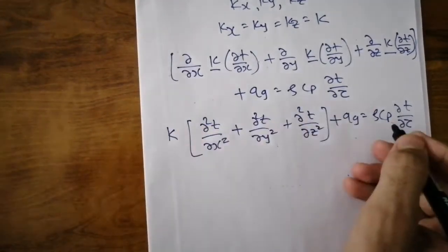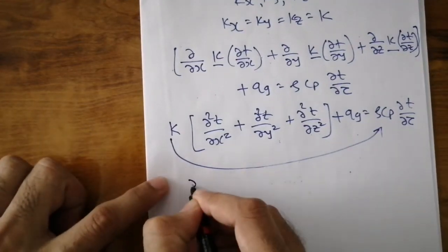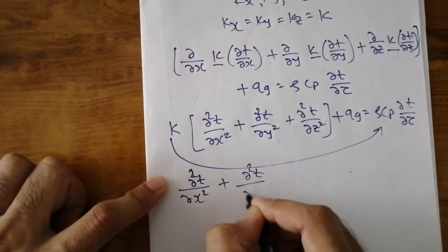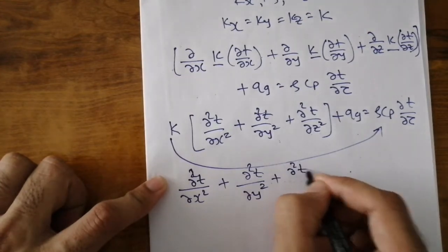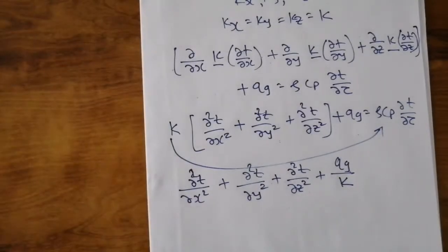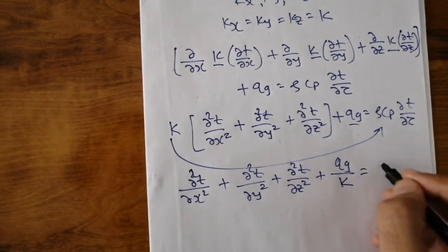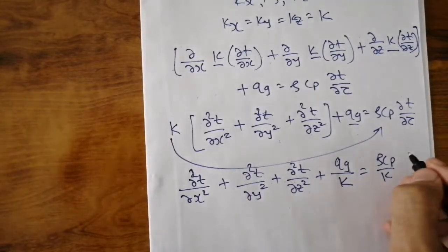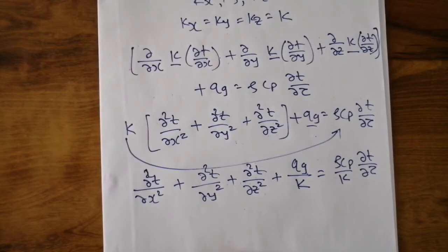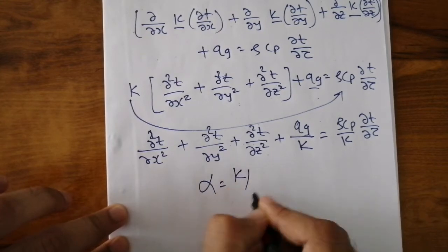Now we take this k to the other side. So the equation becomes del square T by del x square plus del square T by del y square plus del square T by del z square plus qg by k, because we are dividing by k, is equal to rho cp by k del T by del tau.